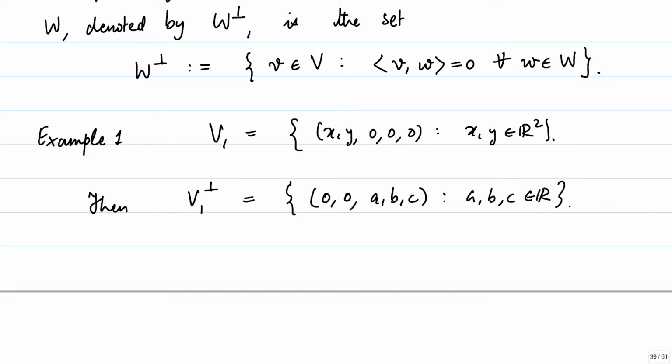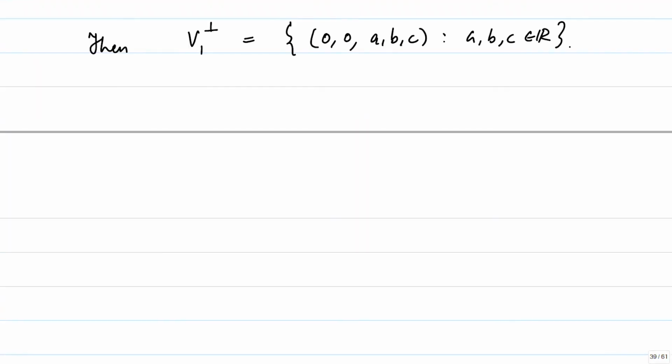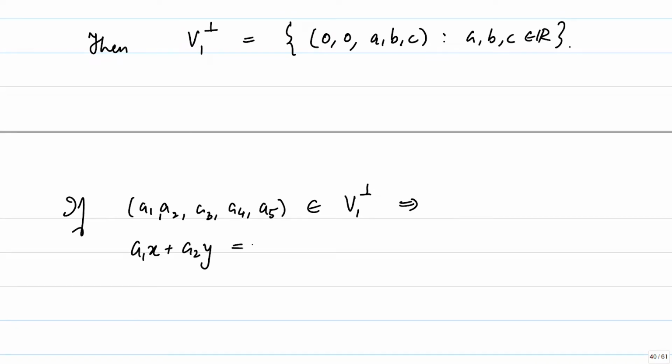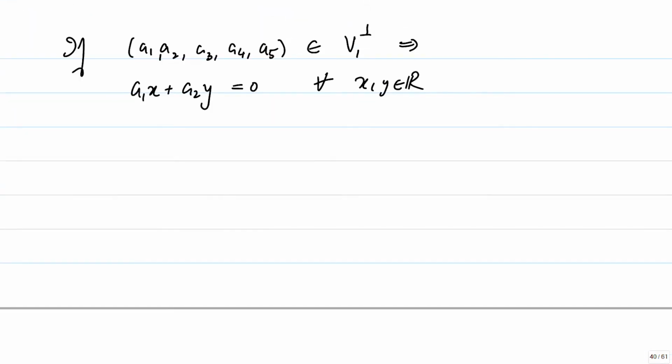So let's see if that is the case. So if A1, A2, A3, A4, A5 belongs to V1 orthogonal, what does that mean? This means that A1x plus A2y is equal to 0 for all x, y belonging to R. So in particular, this would force A1 to be equal to 0 and A2 to be equal to 0. There is no other restriction, however, for this to happen.